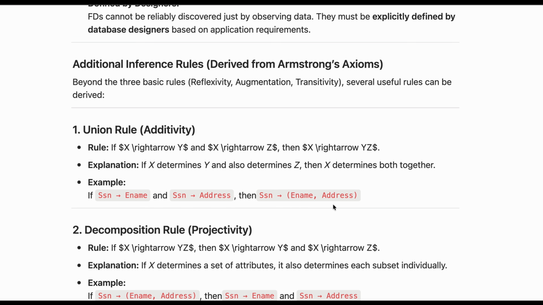Second is the decomposition rule. If X determines a set of attributes Y and Z together, then X determines Y and X determines Z separately. For example, if SSN determines employee name and address, then it determines each individually. This is the decomposition rule.